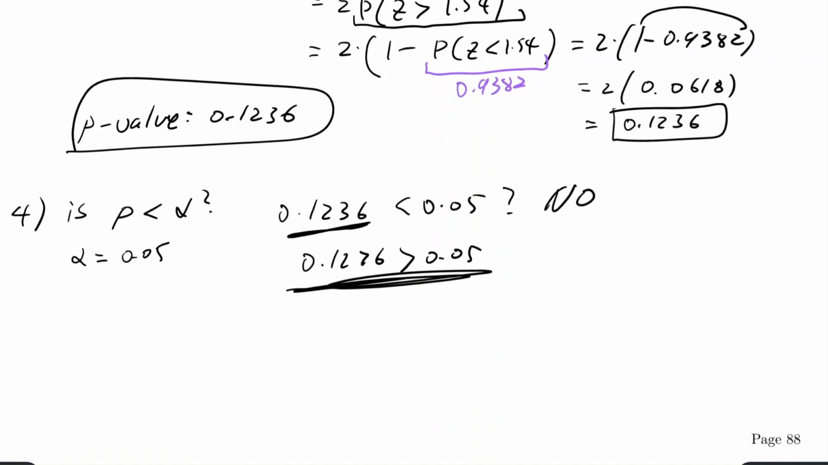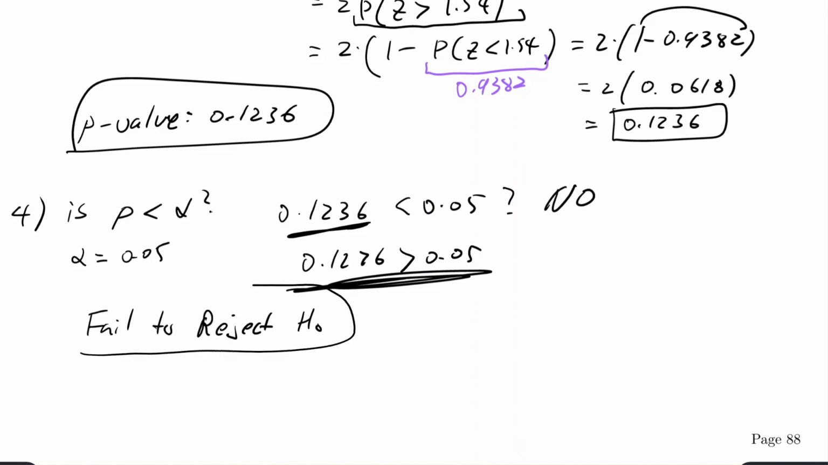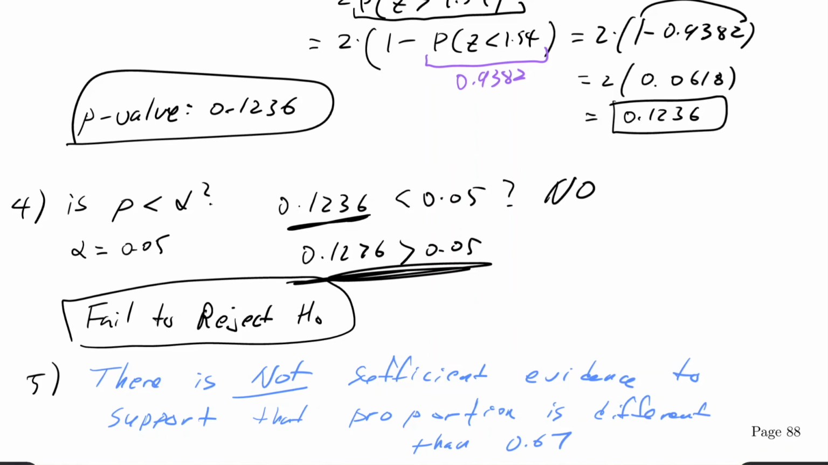That means we fail to reject. Fail to reject or do not reject means the same thing. Fail to reject H naught. So our conclusion is there is not sufficient evidence to support the alternative hypothesis, that the proportion is different from 0.67. Right? Again, the structure is the same.